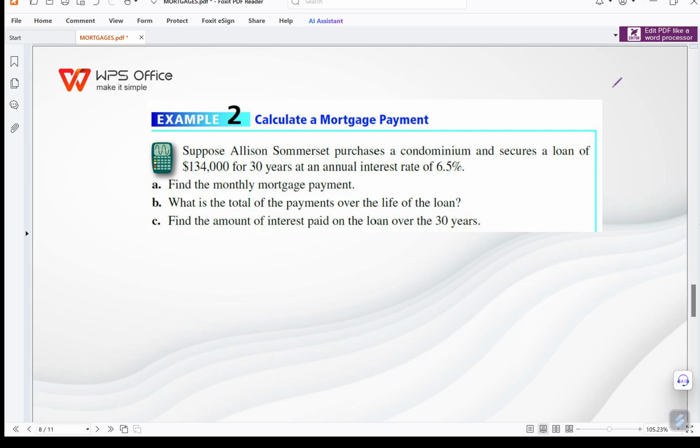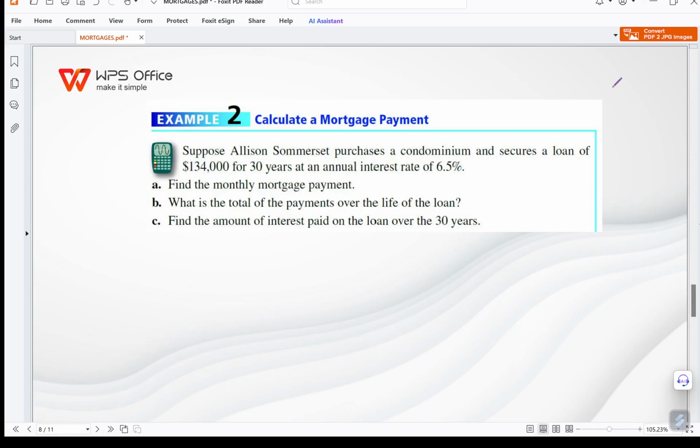Okay, so suppose Allison Somerset purchases a condominium and secures a loan of $134,000 for 30 years at an annual interest rate of 6.5%. So letter A, find the monthly mortgage payment. So we will use the PMT formula there. And letter B, what is the total of the payments over the life of the loan? Allison will pay monthly for 30 years. And then find the amount of interest paid on the loan over the 30 years. So we just need to calculate the interest from the 134,000 loan.